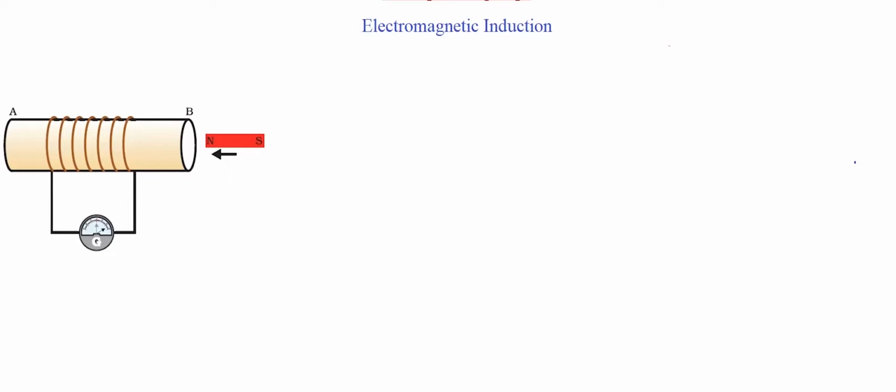In the figure, we have a coil of conductor with a number of turns, connected through conducting wires to a galvanometer. What is a galvanometer? A galvanometer is a device to measure electric current. If there is an electric current passing through a circuit, the galvanometer will deflect. If there is no current, the galvanometer will be at 0. And then we have a bar magnet as shown in the figure.